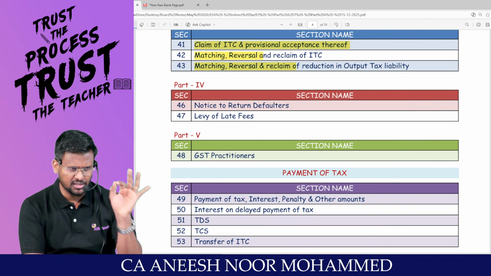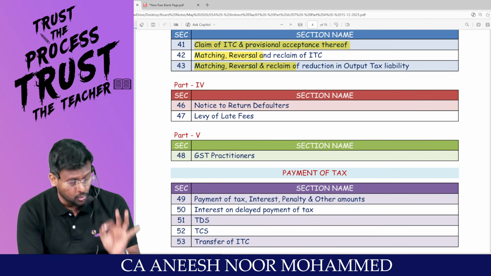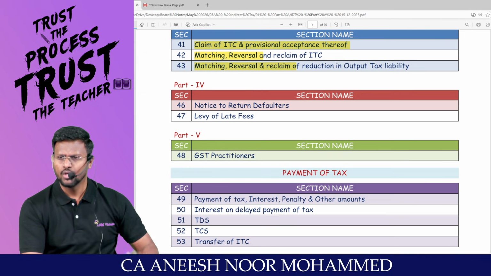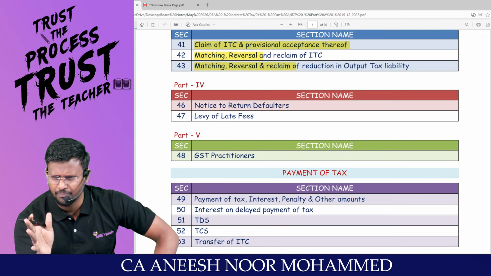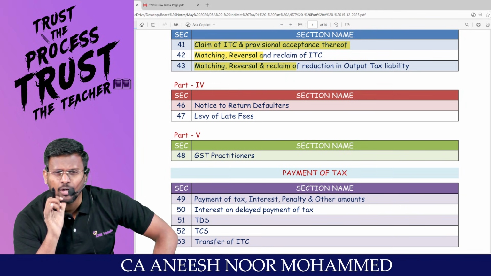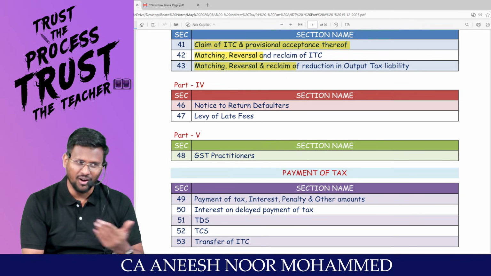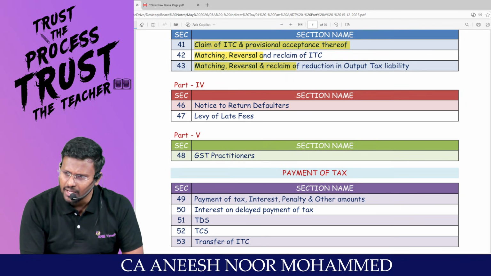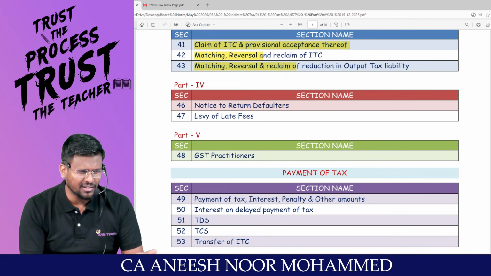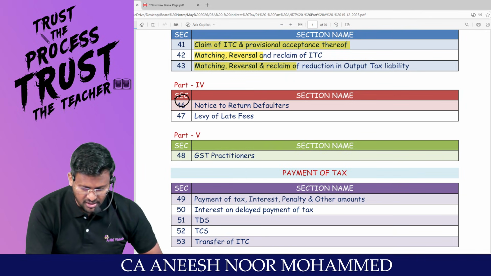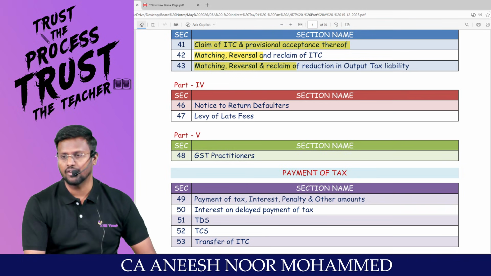Sometimes you are a registered person, you are liable to file the GST return, but you will not file the GST return on time. Then what will the department do? The department will send a notice saying, my dear, you have already taken registration, you are liable to file a return, you forgot to file the return. Don't worry, please file the return. That's section 46, notice to return defaulter.